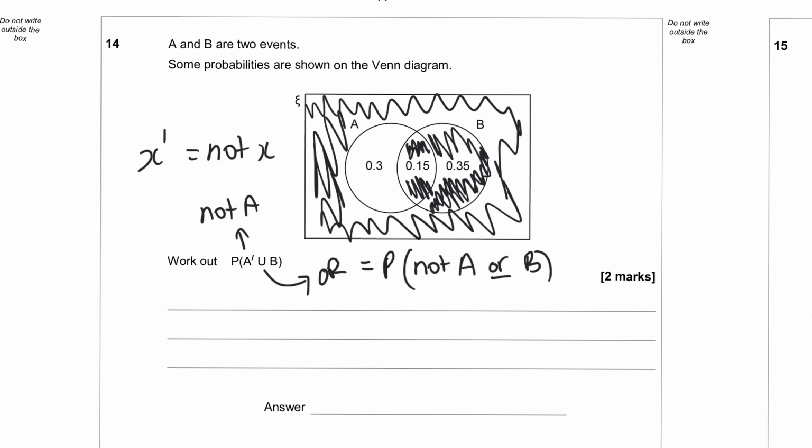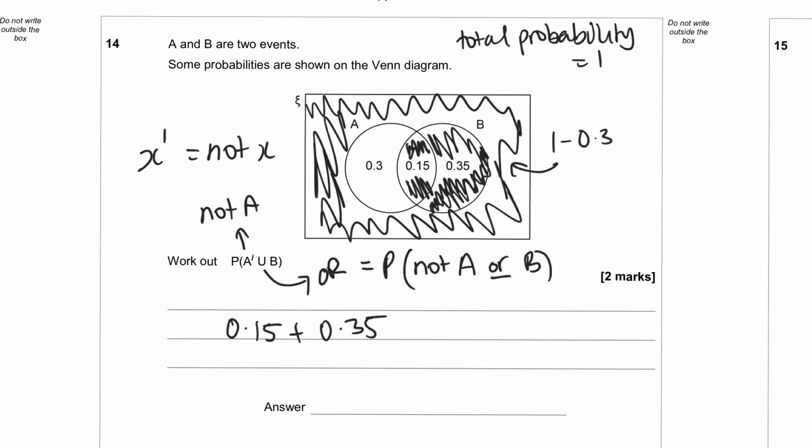So focusing on that, looking at the values involved. We've got 0.15 shaded and we have 0.35 shaded, but we also need to work out the probability of the outside shaded space because they haven't written the value down. Total probability is always equal to 1. And so to work out the outside, we can do 1 minus 0.3 minus 0.15 minus 0.35.